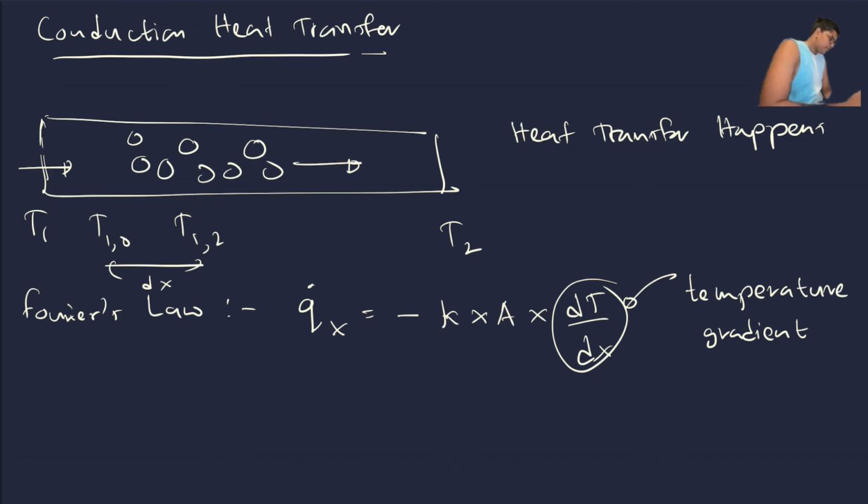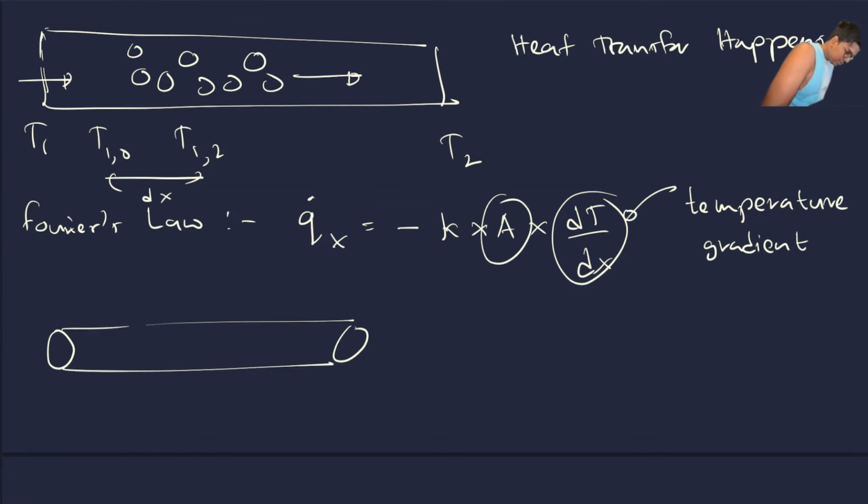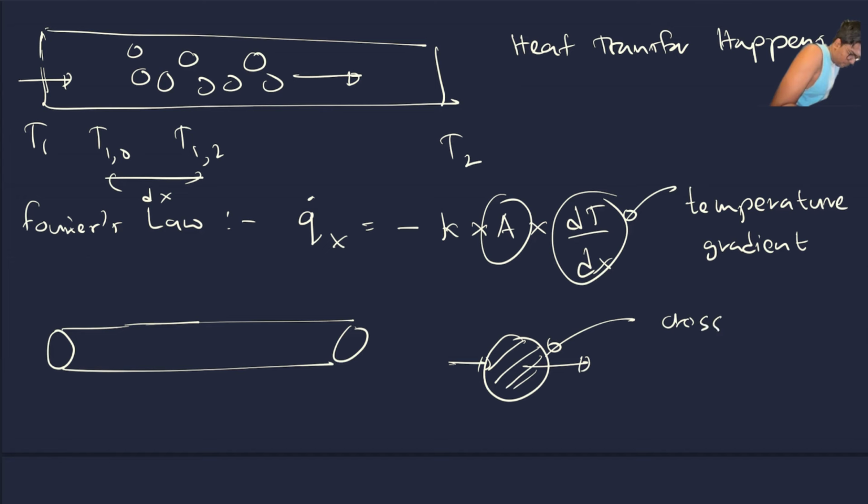If I highlight the area, if you consider a simple bar or a simple rod, the area would be the circular cross section across which the heat transfer happens. The heat transfer happens perpendicular to the cross section. So this is defined as the cross-sectional area, A.